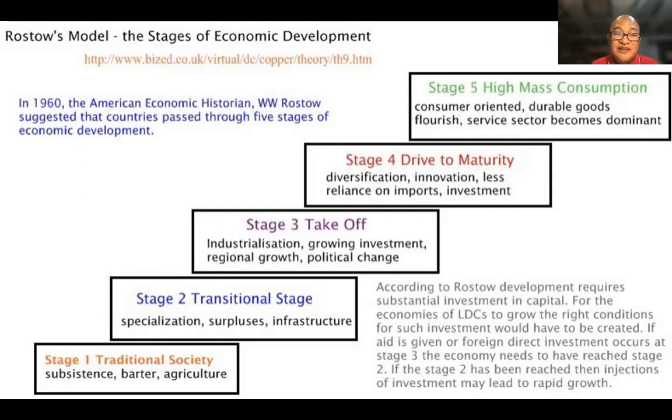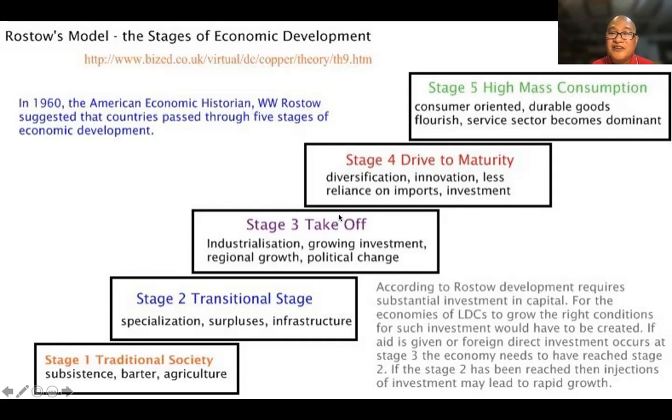then with the surpluses, your economy begins to expand. And so you'll be able to export a few commodities. But on the stage 3, there's so-called economic takeoff, in which there is now industrialization, growing investment, resulting in regional growth and political change. The idea was, with the economic takeoff, the political system becomes more inclusive and democratic. But that's not always the case, as we will see later.